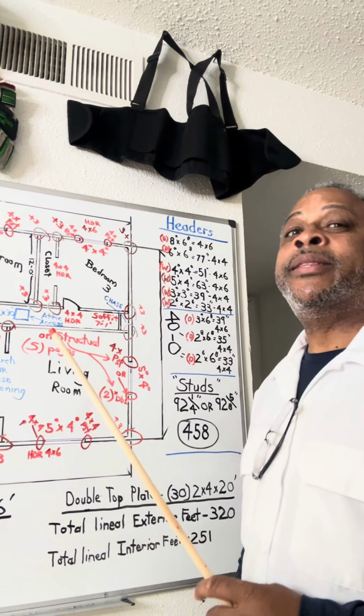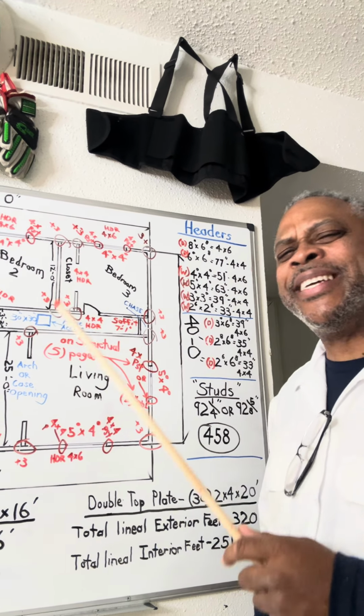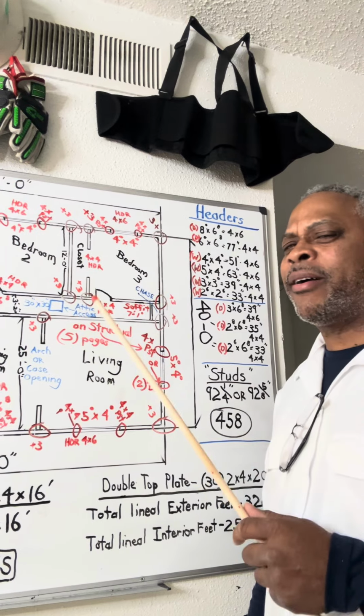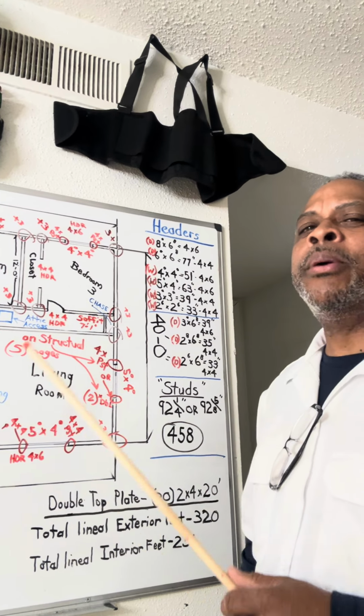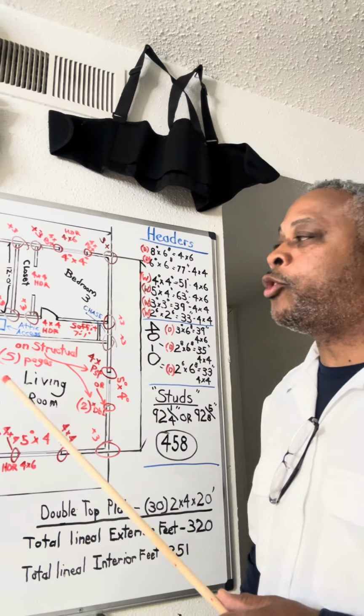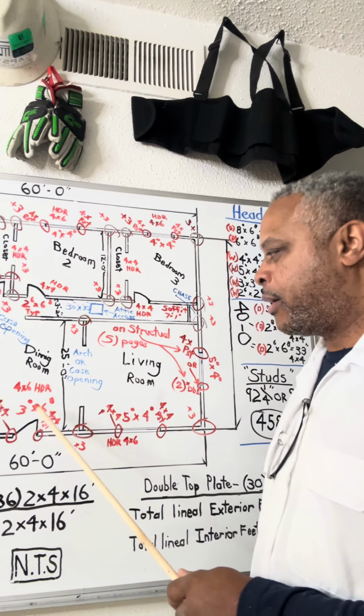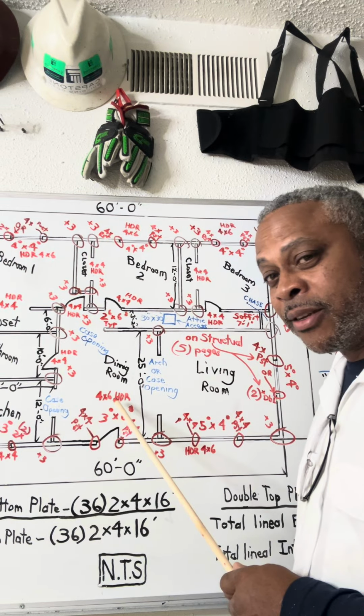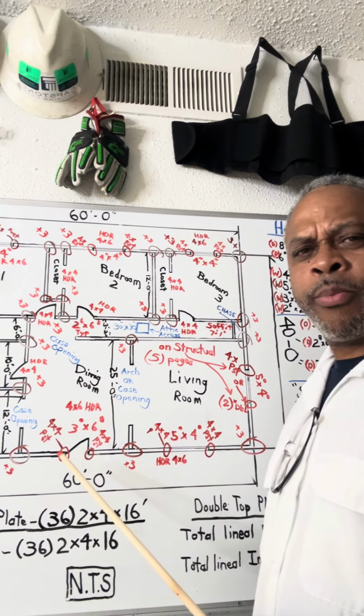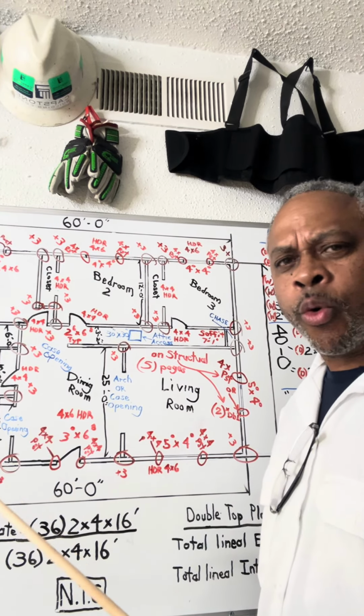Now, structural for the carpenter is the most important part of the job because the structural page is going to tell you your header size. I got a header size here. It's a 4x6. This is the front door. Well, why is it so big? Because the front door is only a 3-foot door opening.